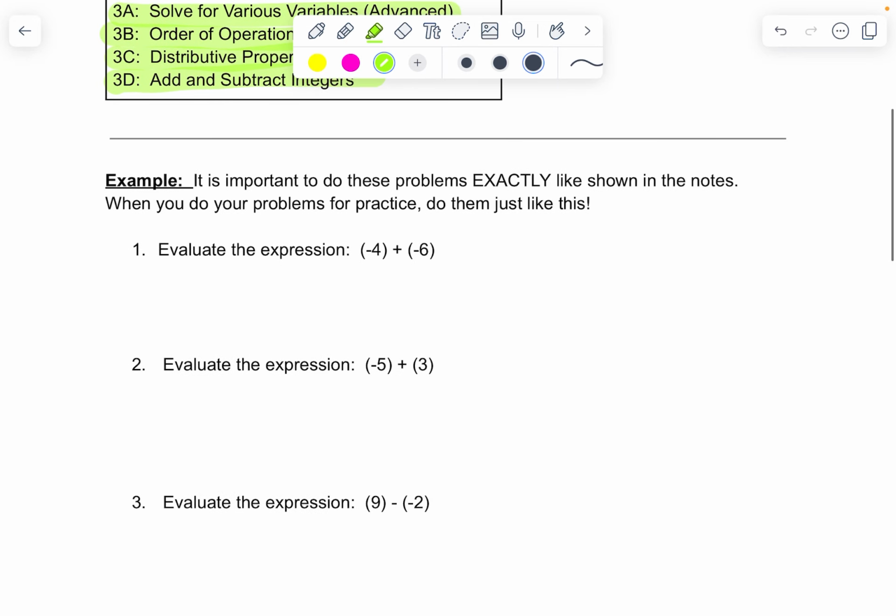Again, very important to do things exactly like I show you in your notes. And when you do the problems for practice, do it the way I ask you to do it. So first of all, I'm going to just throw a problem out there.